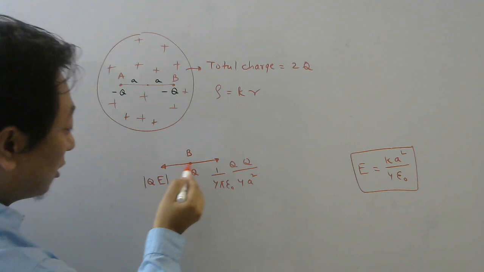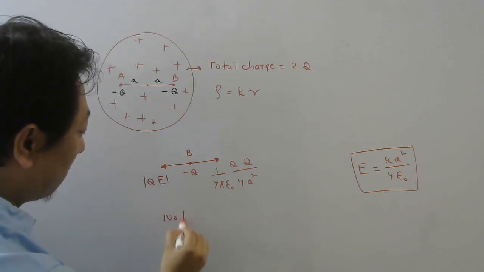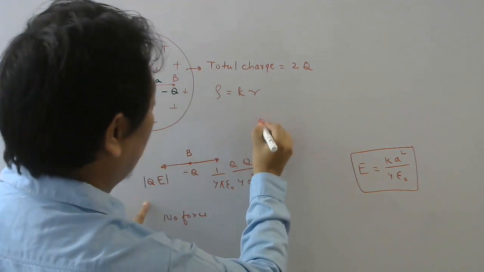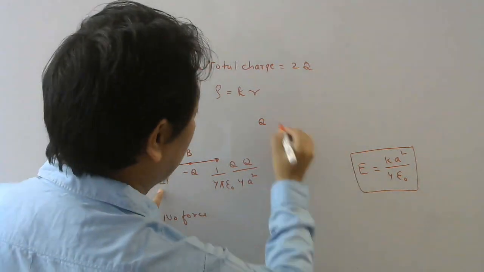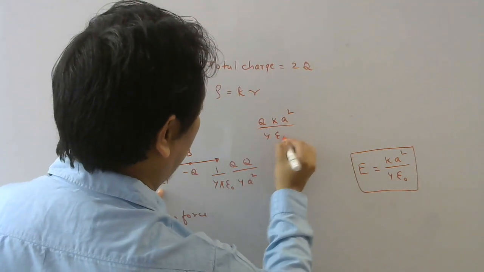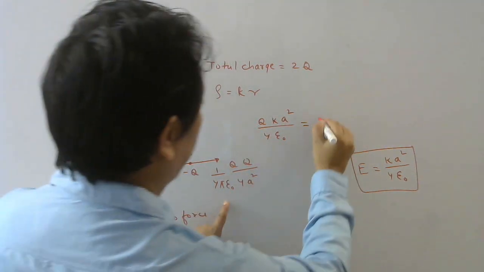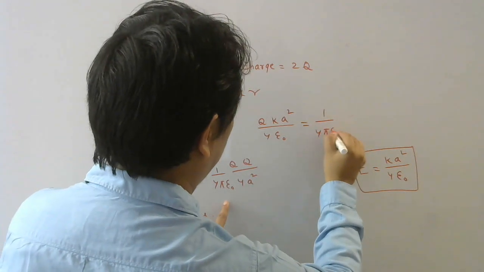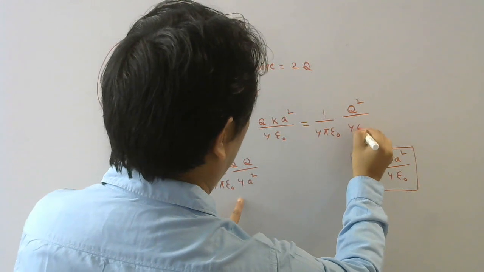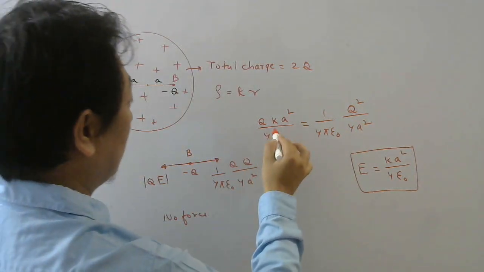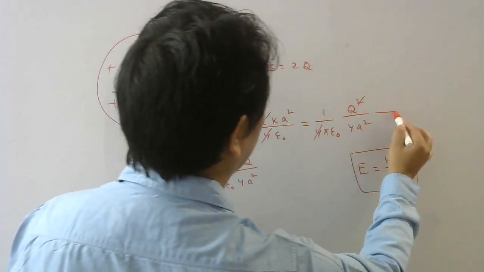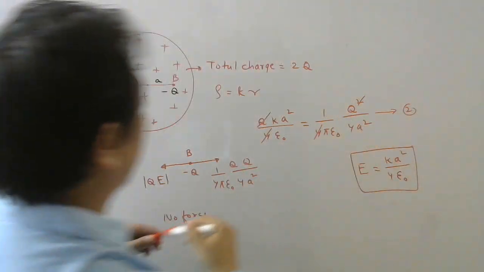Now since they told us this minus q should feel no force, what does it mean? These two forces should balance. So q into E, and E is k a square by 4 epsilon naught, should be balanced by 1 by 4 pi epsilon naught q square by 4a square. So at least you can cancel this 4 and one q. So up to this we have reached.